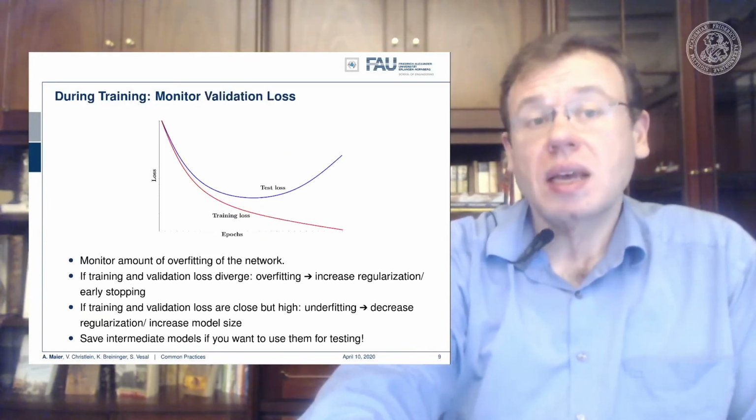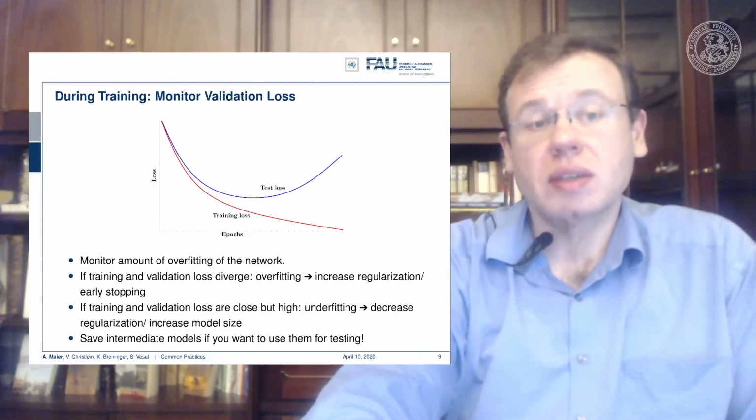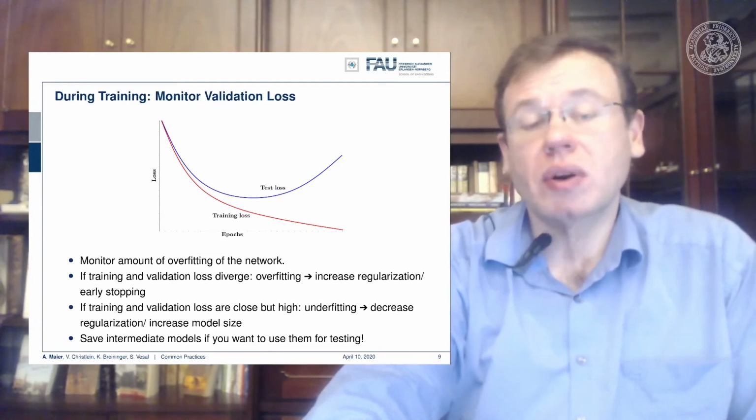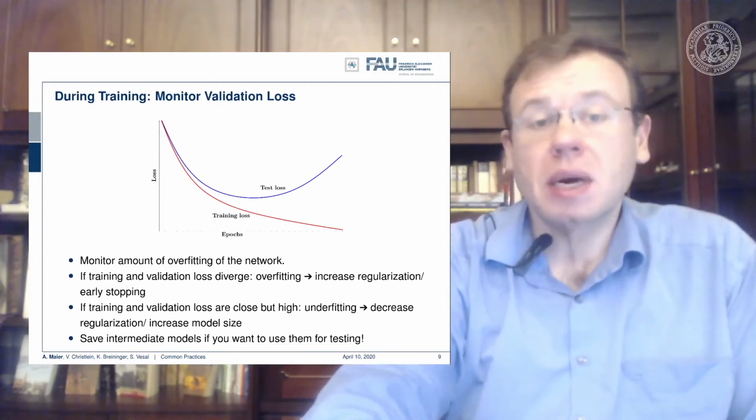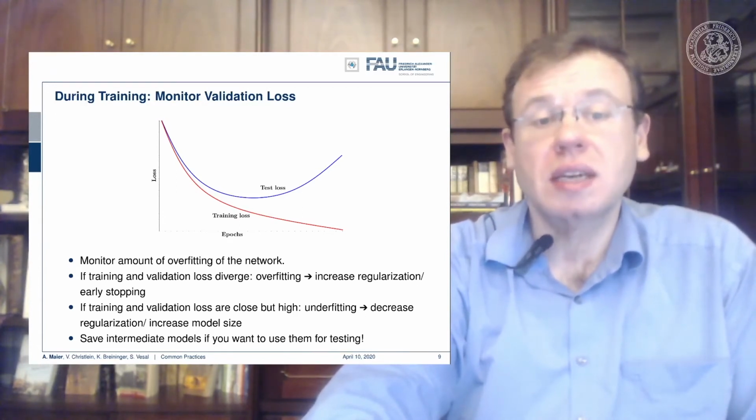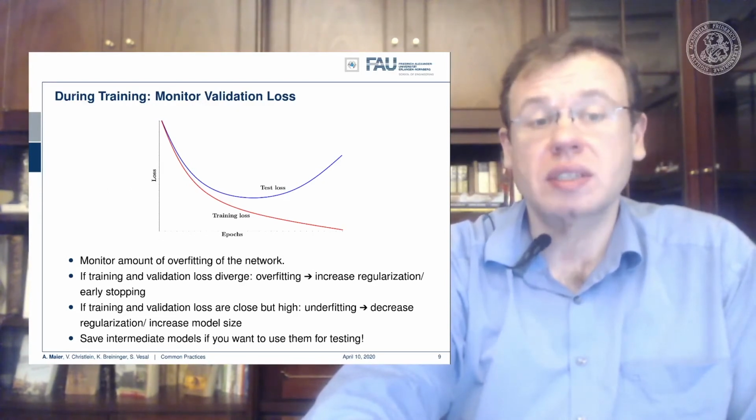Next thing, get a validation dataset and monitor the validation loss. You remember this image here. Over the epochs, your training loss will of course go down, but the test loss would go up. And you never compute this on the test dataset, but you take the validation set as a surrogate for the test loss, and then you can identify whether overfitting occurs in your network.